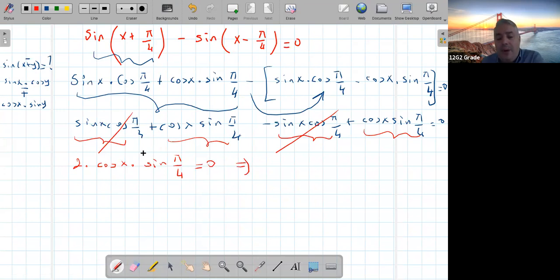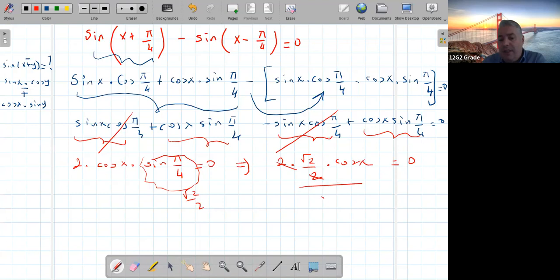So sine pi over 4, I know that this is root 2 over 2. So I will have 2 times root 2 over 2 times cosine of x is equal to 0. So this is a number, root 2. If I divide by root 2, I will have cosine of x is equal to 0.